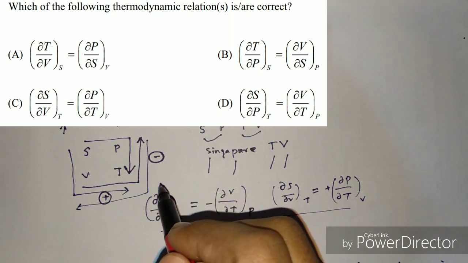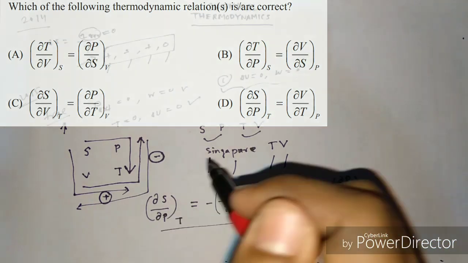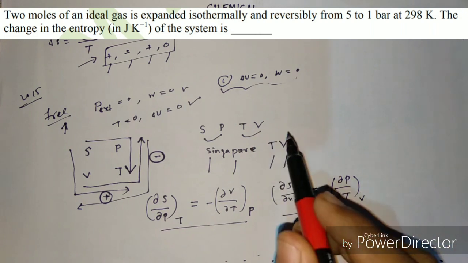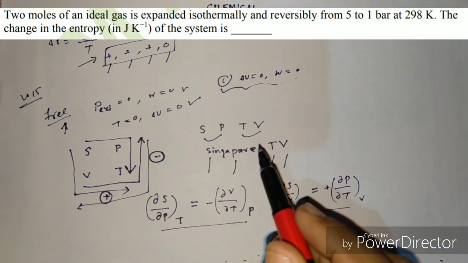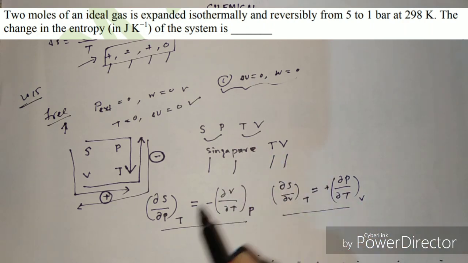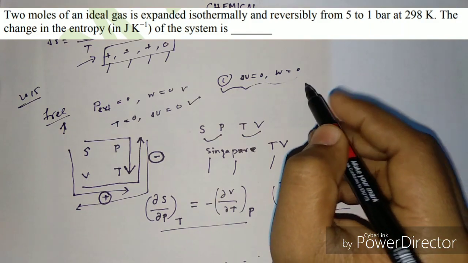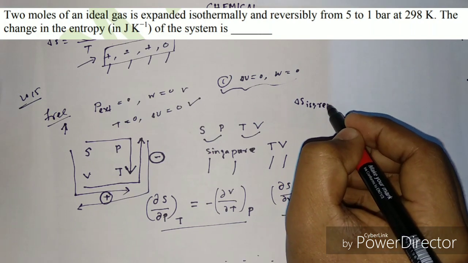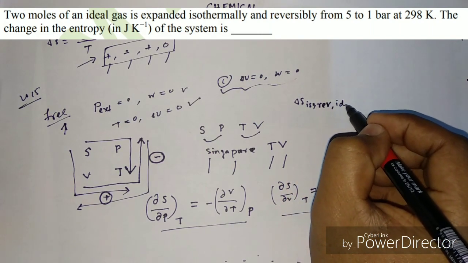Okay, so from this, option C and option B will be correct. So the next question coming: 2 moles of an ideal gas is expanded isothermally and reversibly from 5 to 1 bar. The change of entropy. So here is isothermal expansion of an ideal gas. So you need to know the relation, that is delta S for isothermal reversible expansion of an ideal gas.